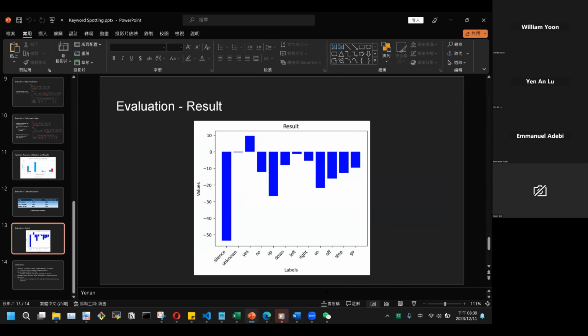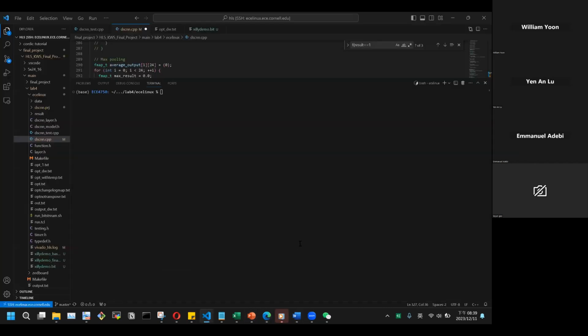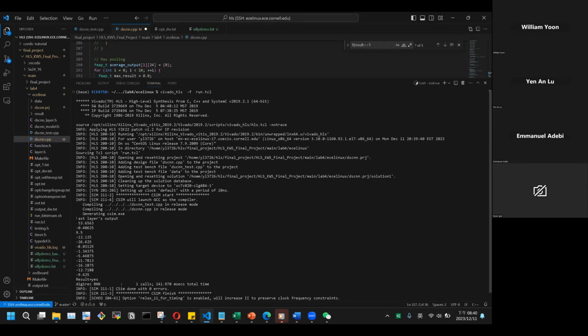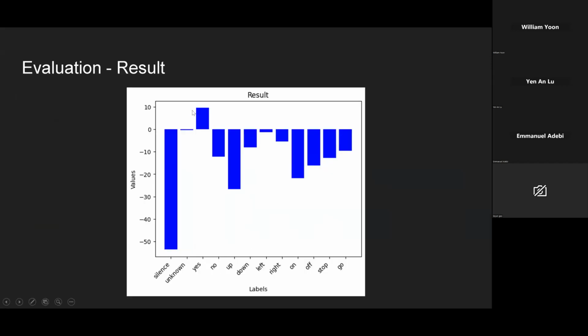So let me introduce the result of our implementation. Okay, this is the output of our last layer. The maximum value has been selected as the result. And in this specific example, the decision is categorized as yes. So we can see that yes has the largest value, so it is selected as the final result.